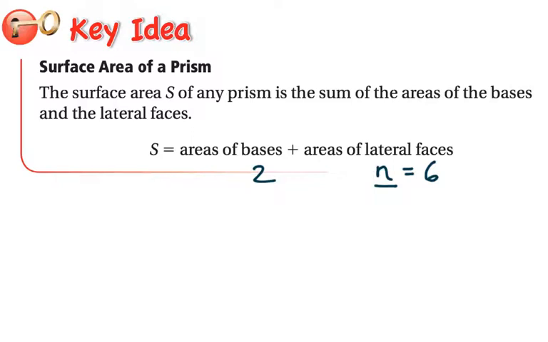Our key idea here says then that the surface area, S, of any prism is, again, the sum, so we'll still be adding the areas of the bases, always two of those, and the lateral faces. And the number of lateral faces will change depending on the shape of the base. And while we could use this idea for those other, fun-looking prisms, for our lessons here during remote learning, we are going to only focus on triangular prisms.